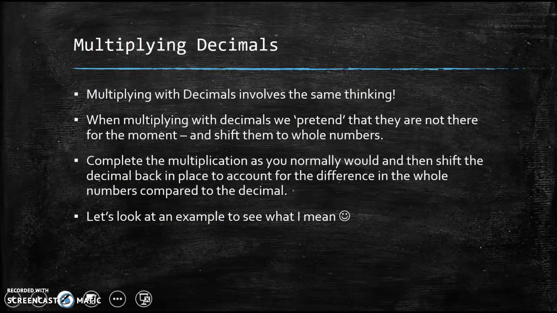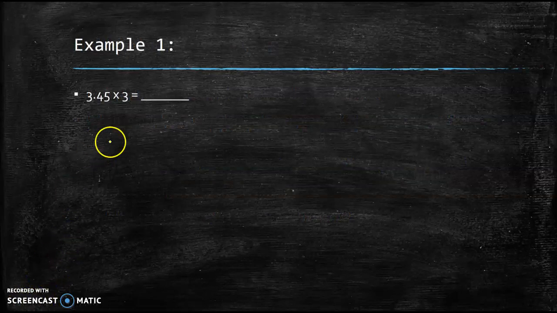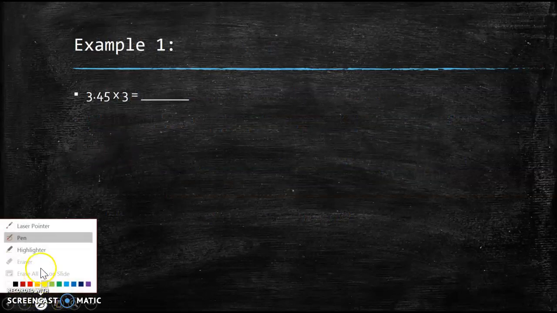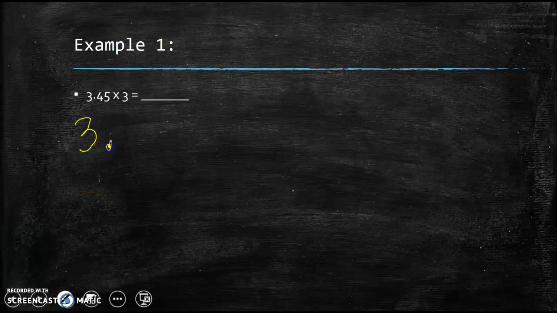All right, so we are going to go right. So 3 and 45 hundredths. And we need to shift that to become a whole number. So I'm going to shift it over.